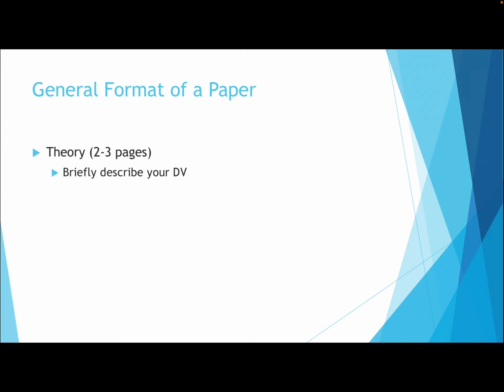Okay, next section is what we call theory, and that's usually two or three pages. You notice it's a little bit longer because this is where the you comes into this. The reason that you are bringing something different to the table that I can't just go out and read on the internet. This is you. You're going to briefly describe your dependent variable, and then you're going to explain why the independent variables that you are suggesting affect the DV, why they do that.